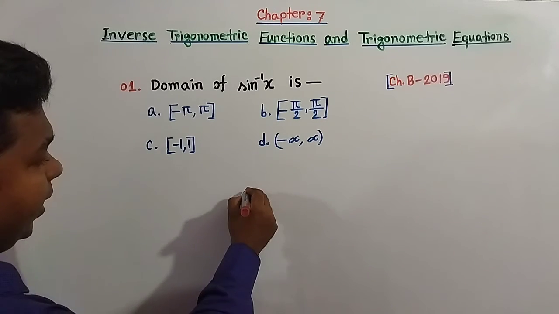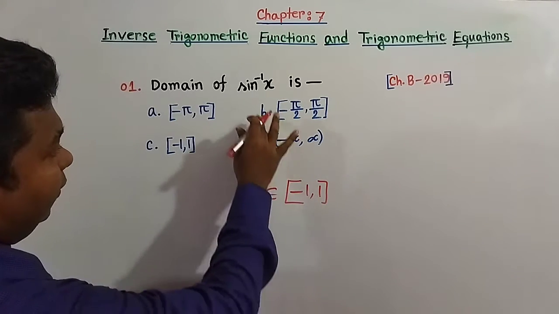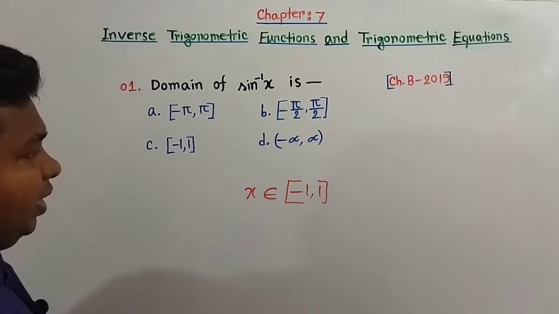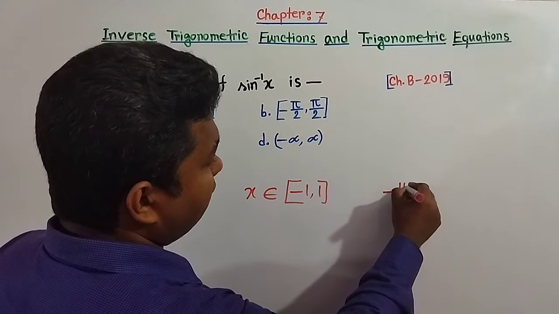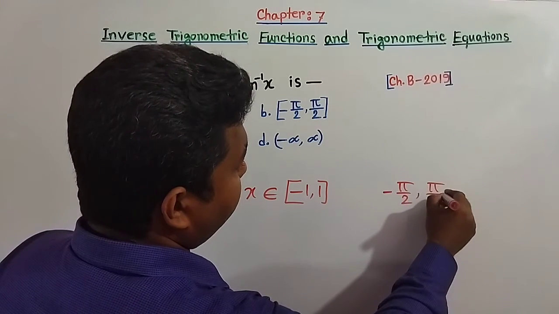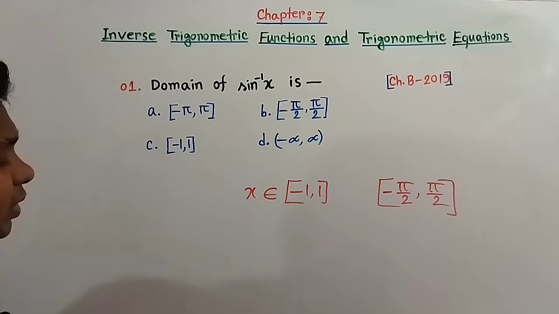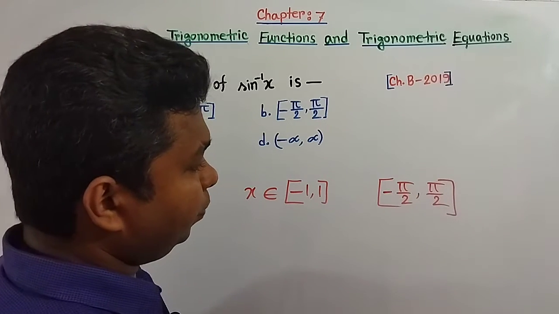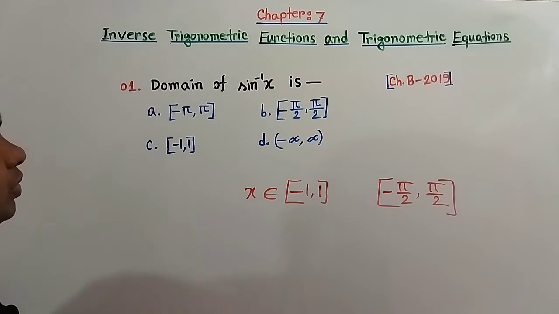We know for x belongs to -1 to +1, the function sine inverse x exists, and the value of sine inverse x varies from -π/2 to +π/2. Therefore, the domain of the function sine inverse x is -1 to +1 and the range is -π/2 to +π/2. Now our question is domain of sine inverse x, that is option C, -1 to +1.